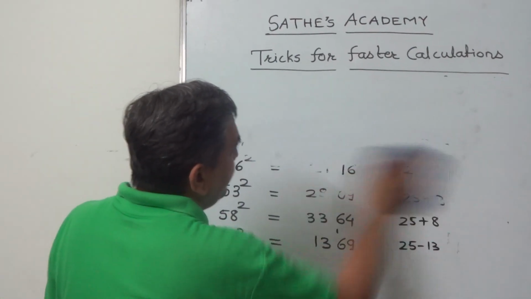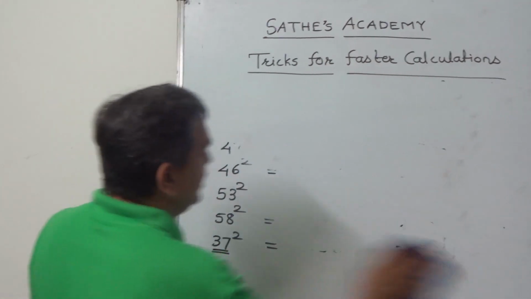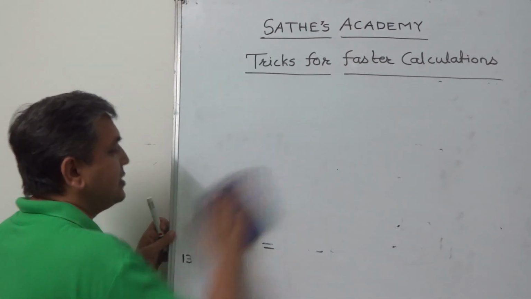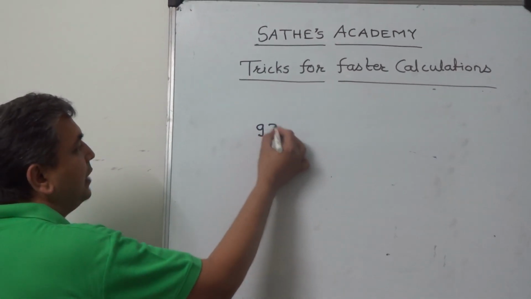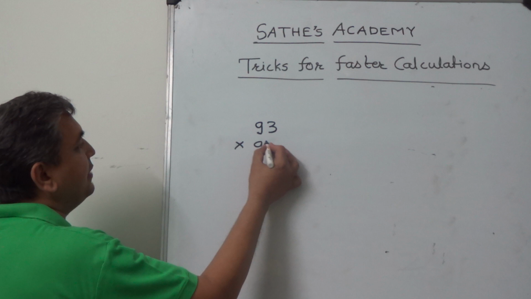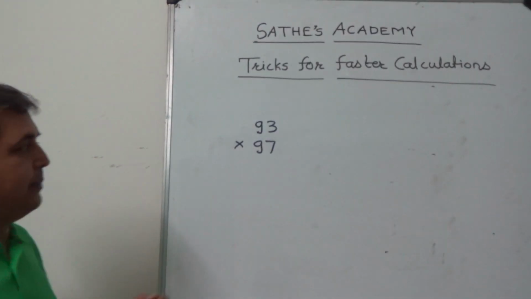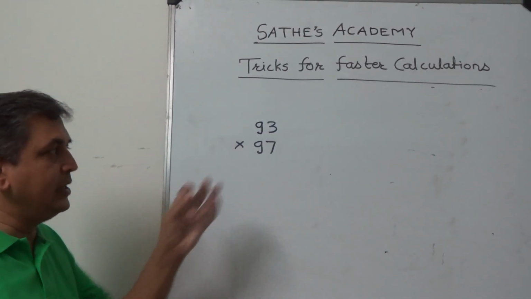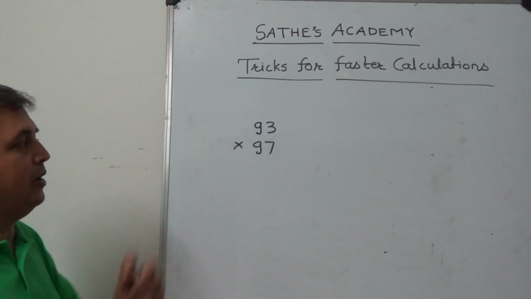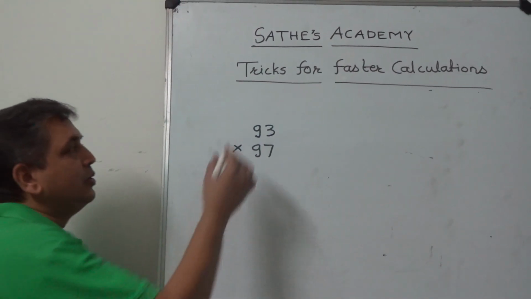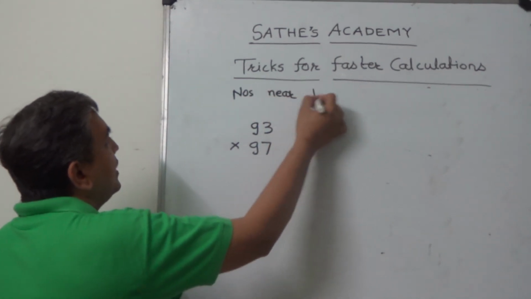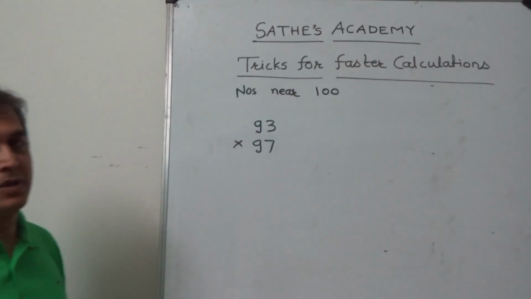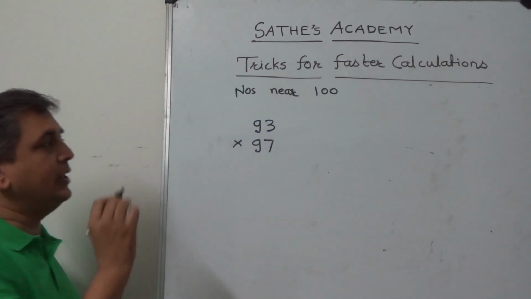See, we find some multiplications are very difficult. If the question is to find the product of 93 into 97, it will take a lot of time and calculation, but if we know this trick, the question can be solved very easily. So this is for numbers near 100. If both numbers are near 100, we can solve them very easily.